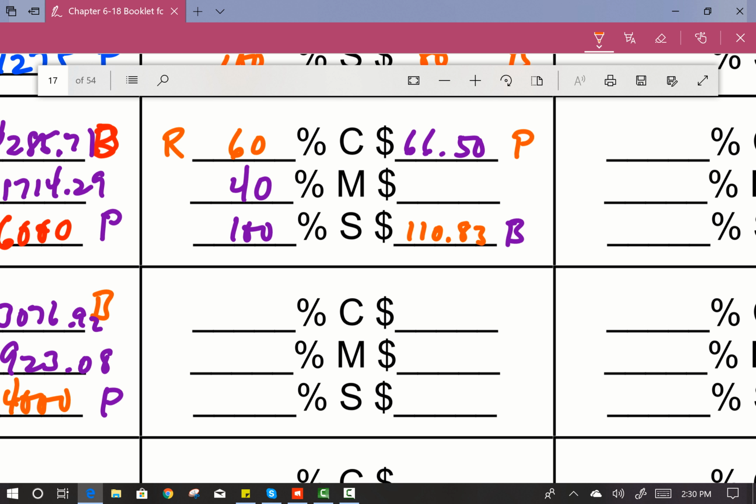Okay, then the difference between the cost and the selling price is equal to $44.33. So we had a markup of $44.33 when the markup is 40% of the selling price, giving us a selling price of $110.83. Okay, then number 10.